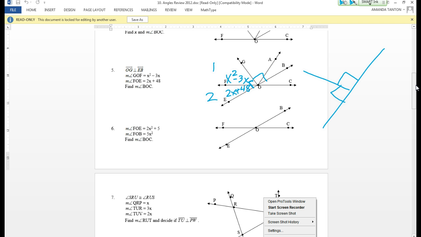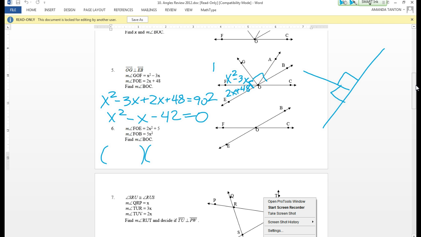All right, so I'm going to add these to equal 90. X squared minus 3x plus 2x plus 48 equals 90. We have no way around this. This is a factoring problem. So let's move everything to one side of the equation. X squared, negative 3 plus 2 is negative 1, so x squared minus x. What's 48 minus 90? Negative 42 equals 0. So everyone at least write this down: x squared minus x minus 42 equals 0.